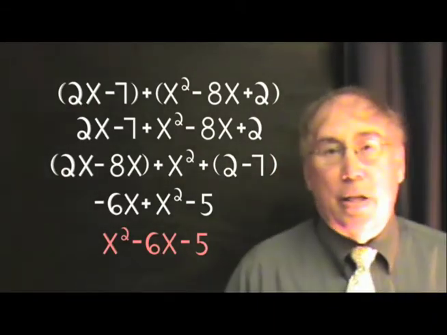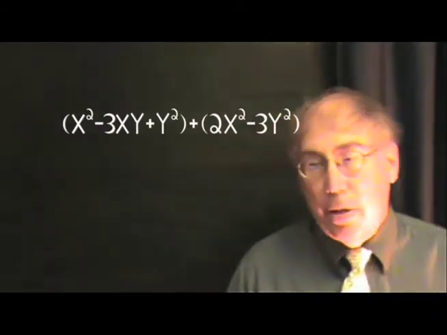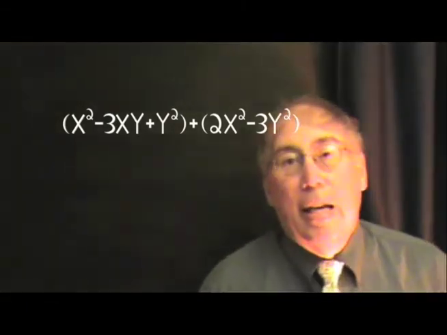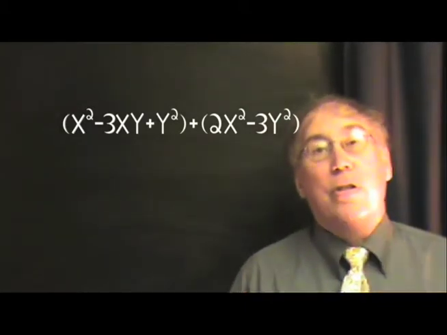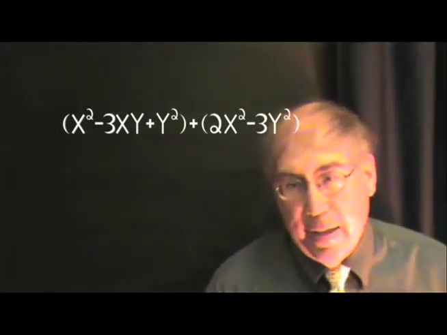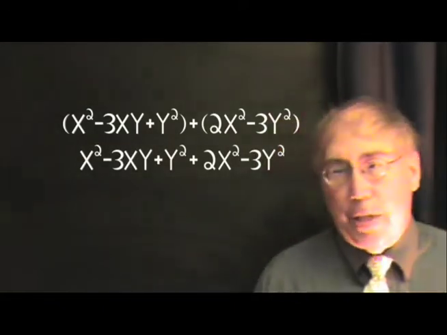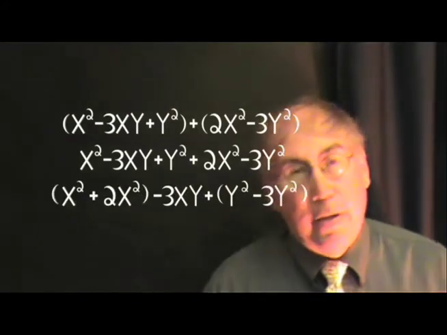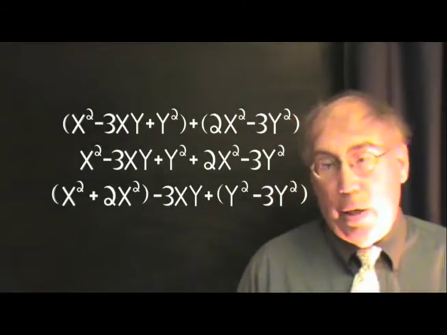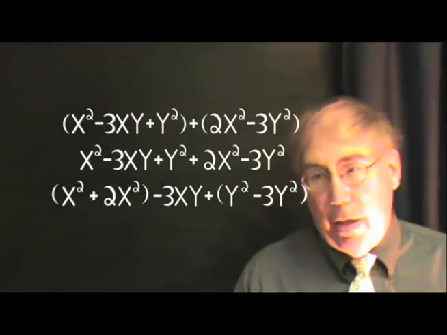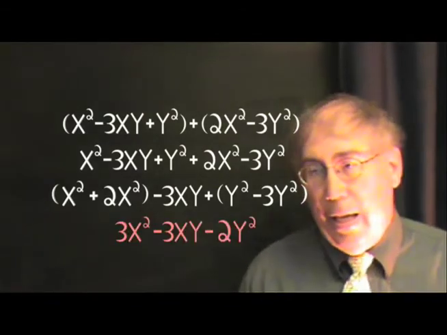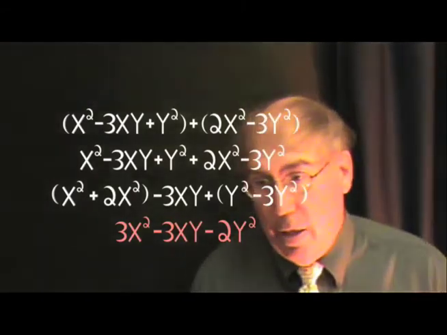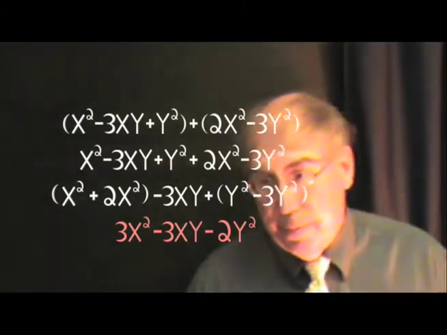Our next problem is also addition of polynomials. So we first clear the parentheses and notice that we have some x squares and some y squares and an xy. And we got to combine the like terms together. So we can combine x squared plus 2x squared together, and that'll give us a 3x squared, and then we got a negative 3xy, and then a y squared minus 3y squared, which gives us a negative 2y squared. So that is simplified too.